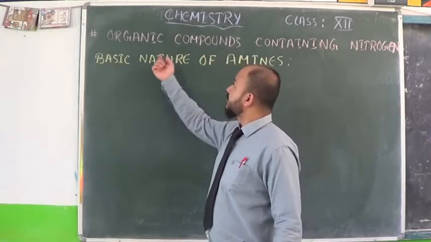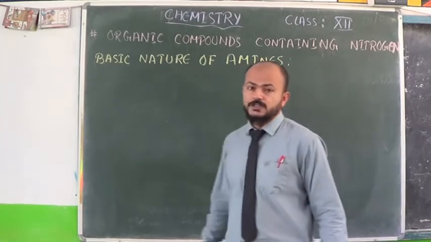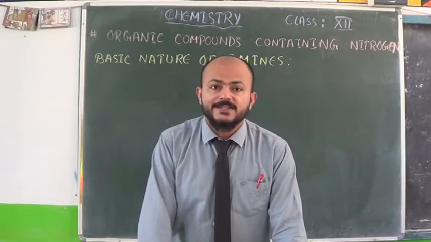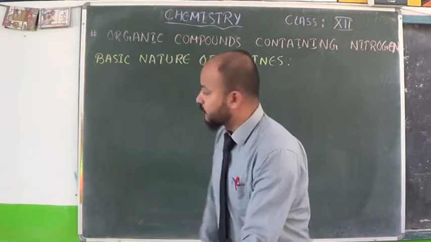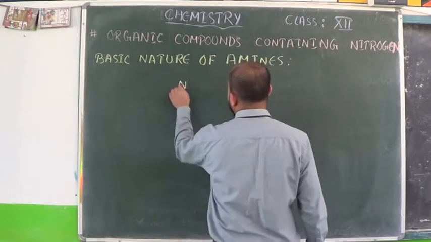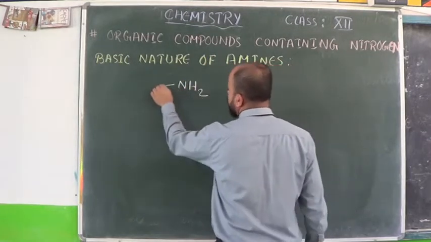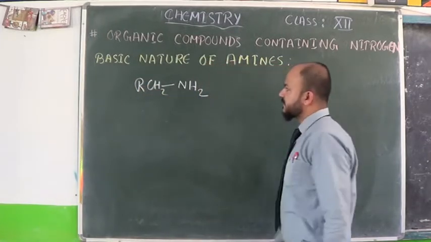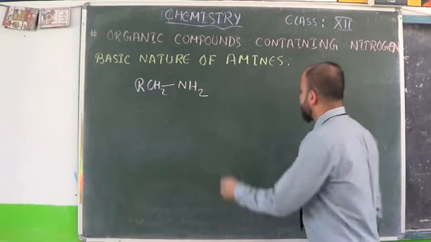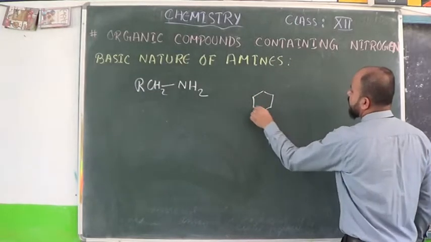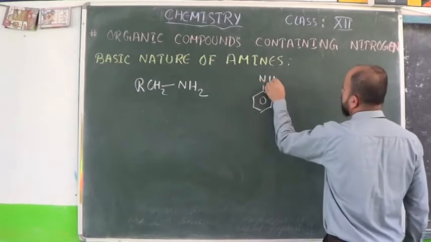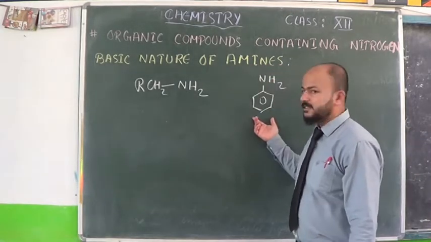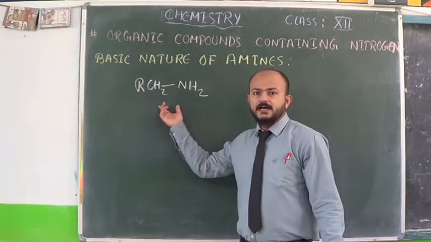Chapter number 13, that is organic compounds containing nitrogen. And in particular, today we'll be discussing the basic nature of amines. As you are taught, if an organic compound has an NH2 group, RCH2NH2, this is the aliphatic amine, and whenever you have an NH2 group on a benzene ring, that gives you aromatic amine. So this is your aromatic amines and this is aliphatic amines.